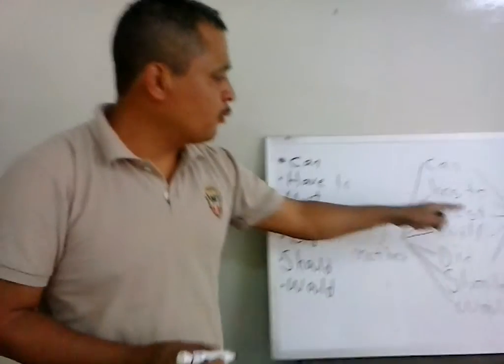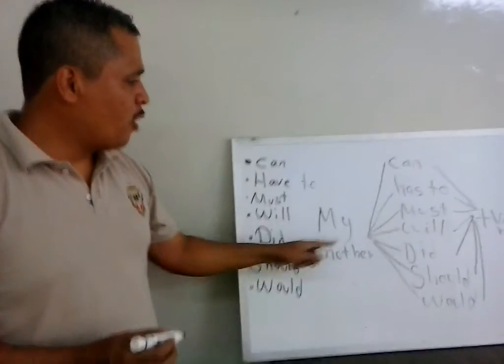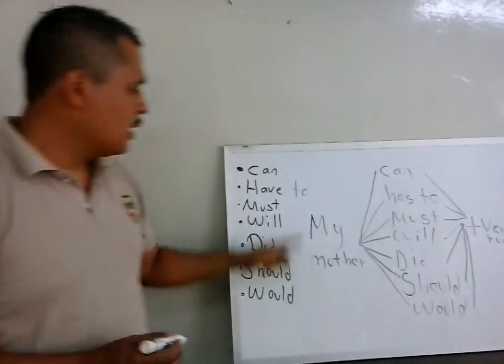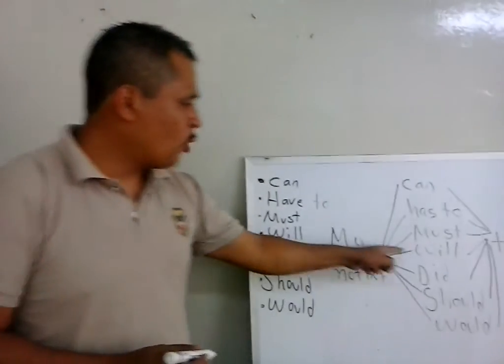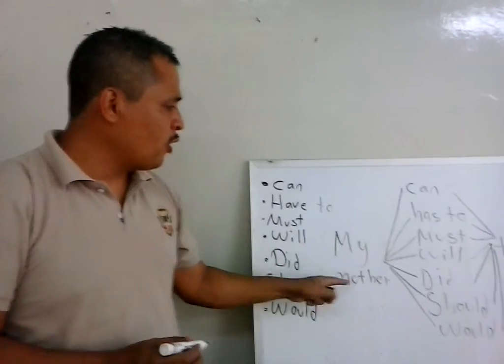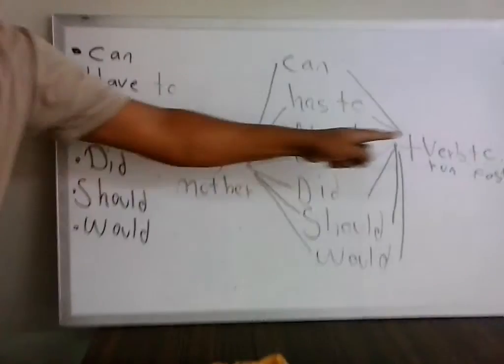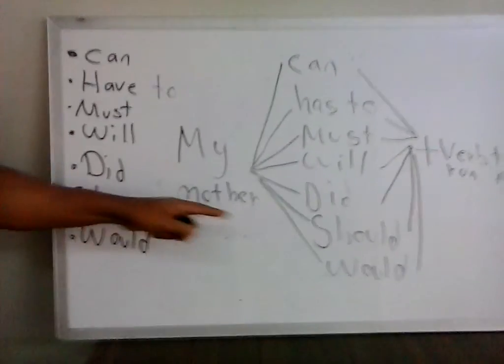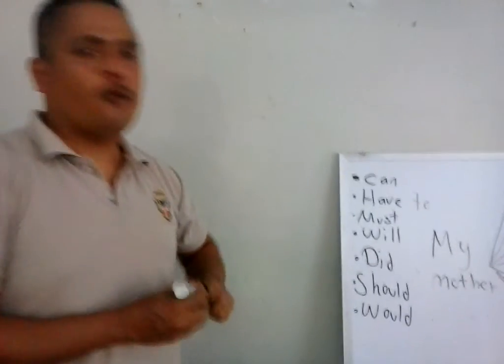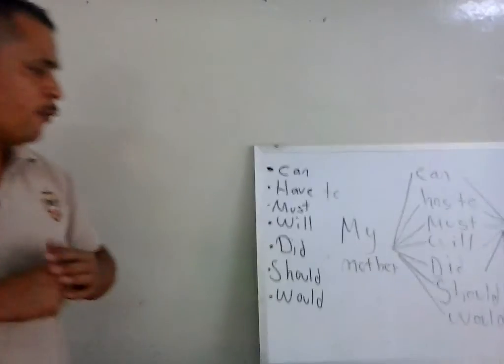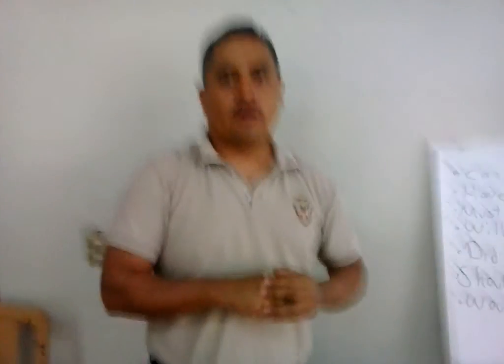My mother has to run fast. My mother must run fast. My mother will run fast. My mother did run fast. My mother should run fast. My mother would run fast. Yes, this is the basic form for working with auxiliary verbs. Thank you very much. It's all for today.